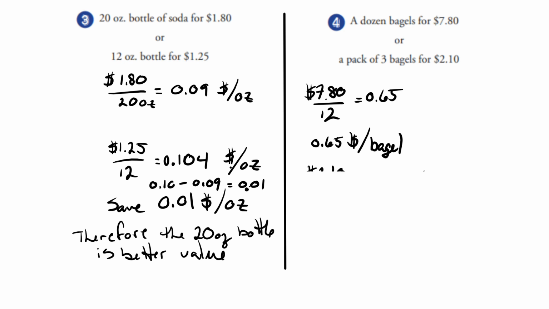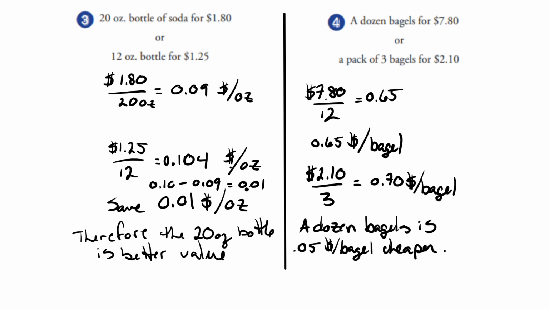And in the 3-pack, we do the same thing, $2.10 divided by 3. That comes out to $0.70 per bagel or 70 cents per bagel. So the dozen bagels is 5 cents per bagel cheaper.